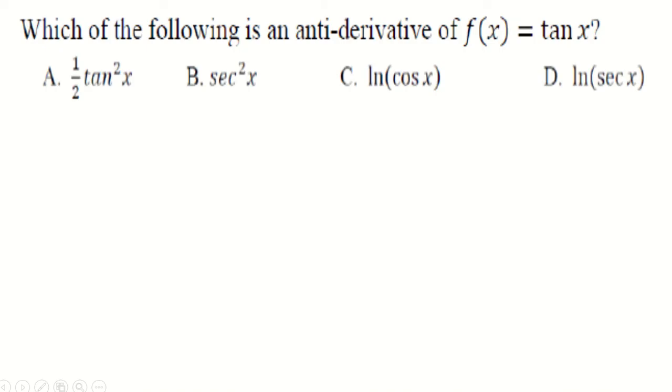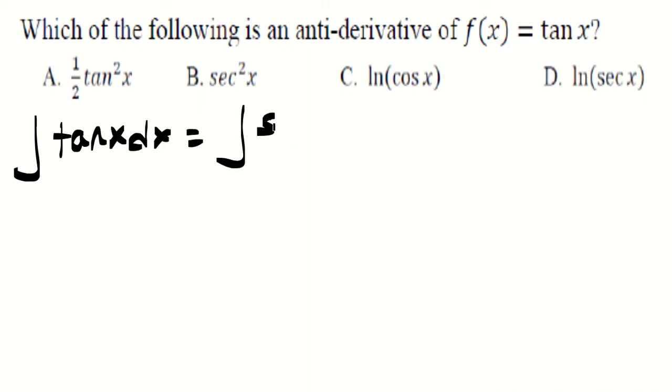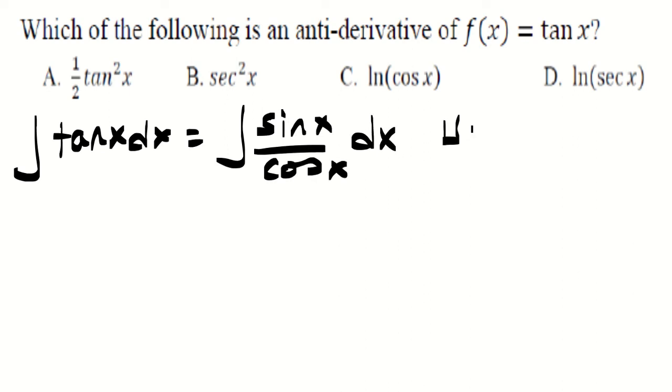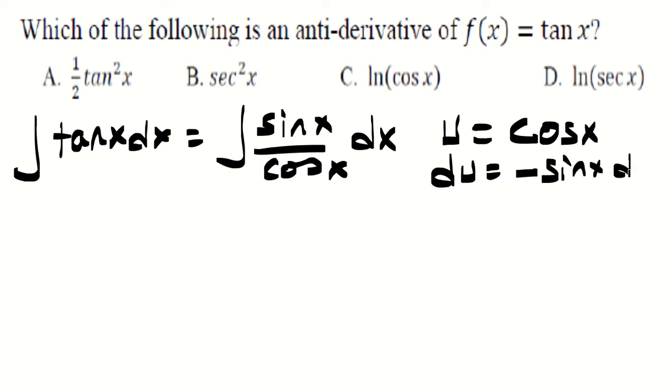Next question. Which one of the following is an antiderivative of f of x equal to tan x? Antiderivative means the integral of. So the integral of tan x dx, which is the same as the integral of sin x over cos x dx. Then we can substitute u equal to cos x, the denominator. It is mostly better to substitute the denominator function as u when you are using substitution. Then du is equal to the derivative of cosine, which is negative sin x dx. Then multiplying both sides by negative, negative du is the same as sin x dx.